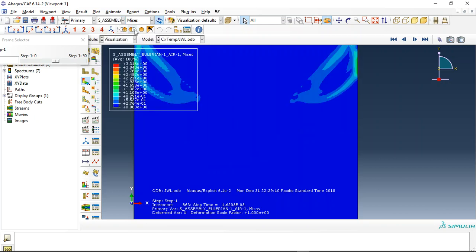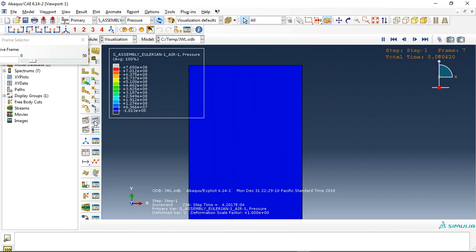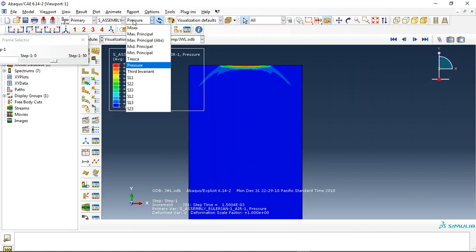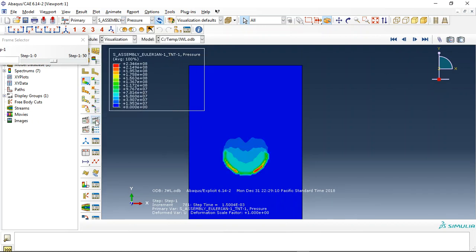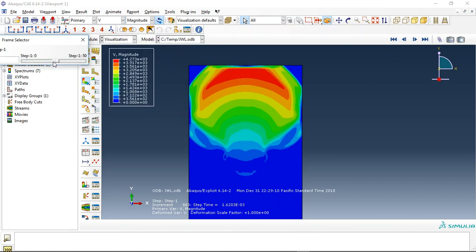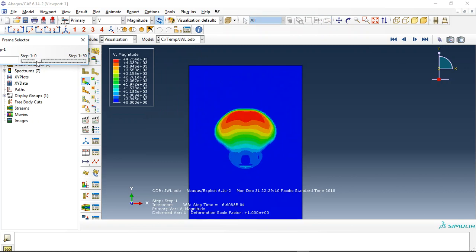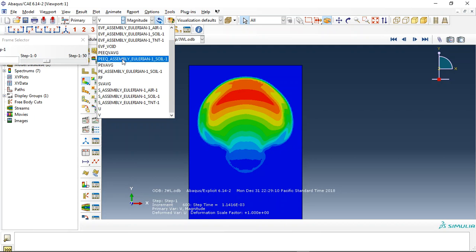And if I use, for instance, pressure in air, you can see this is the pressure in air, or TNT pressure. You can see TNT pressure. Okay, and if I use velocity, you can see the velocity of detonation. This is exactly similar to a real explosion, this shape, and you can get everything from here.